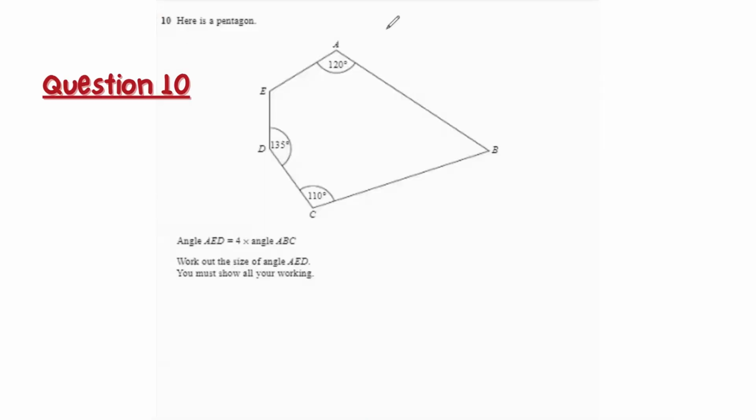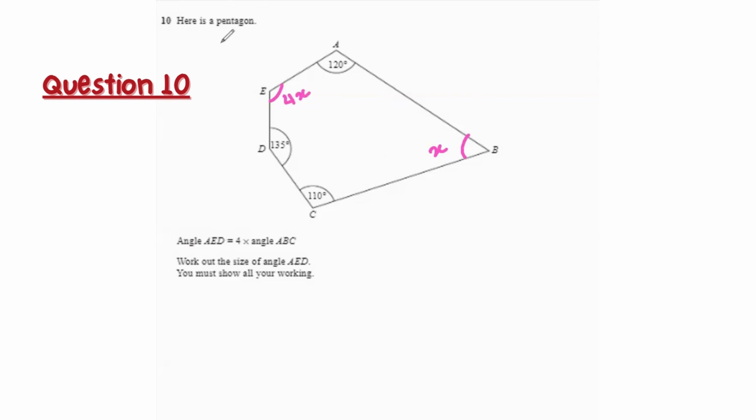Question 10 says, here's a pentagon. Angle AED is 4 times angle ABC. Work out the size of the angle AED. So this is angle AED, and this is angle ABC. So angle AED is 4 times angle ABC. So if angle ABC is x, angle AED is going to be 4x.